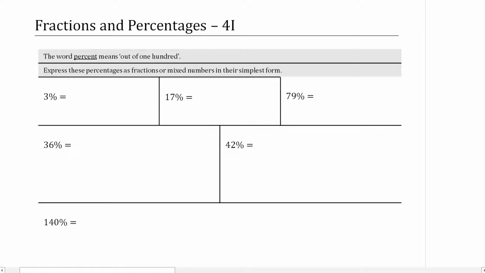Hello, Year 7s. So in this lesson, we're going to go through fractions and percentages. And once you've gone through all these notes, you're going to do exercise 4I in the textbook.